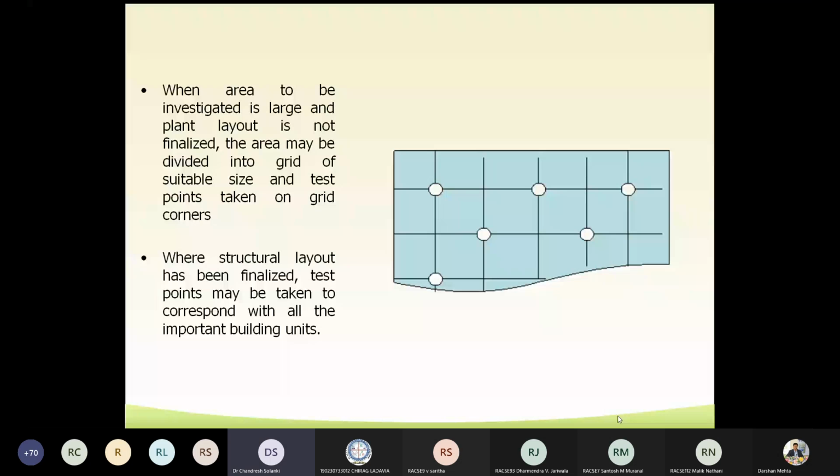Where the structural layout has been finalized, test points may be taken corresponding to all important building units. Here, the important building units considered are staircases, heavy loading, heavy columns, and heavy machinery. Wherever you are supposed to keep these things, you go for the boring exactly below that point. Hence, you can get data exactly below the important points.